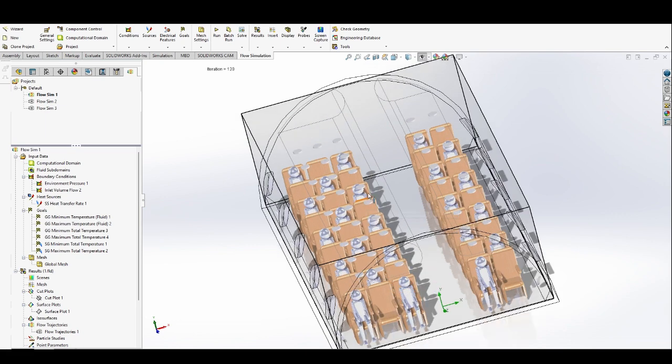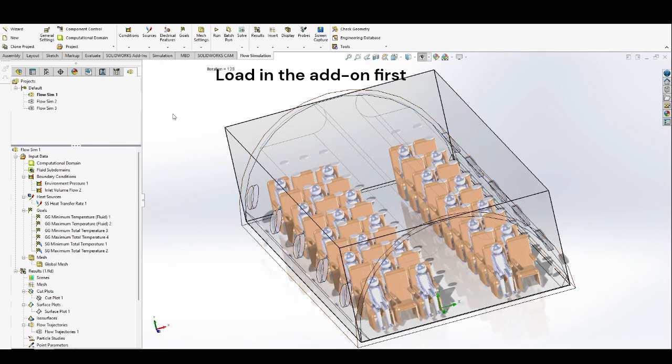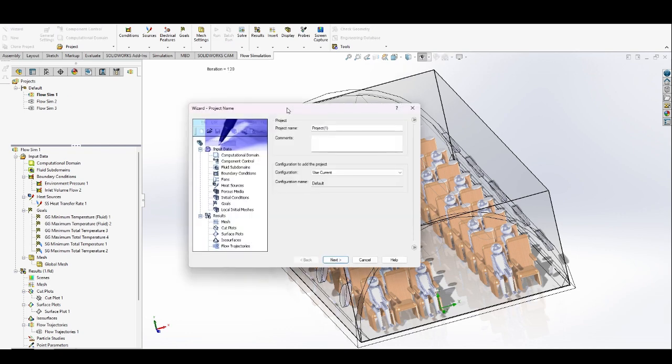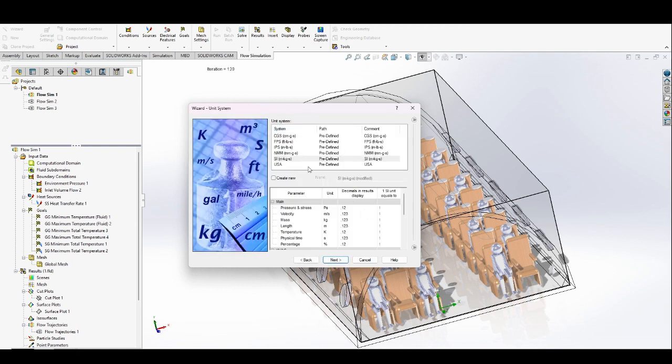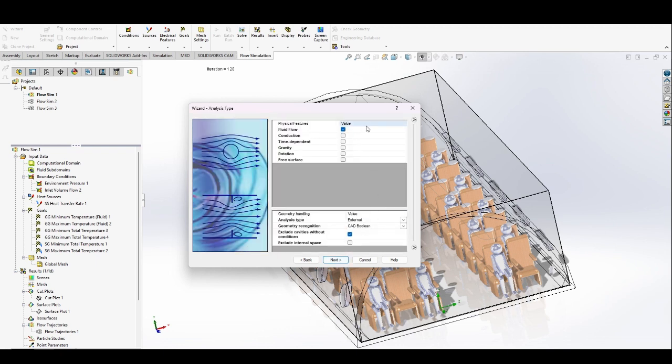So to start off with, we went to Wizard and we named our project and then kept the unit system in SI and our parameters the same. We didn't mess with those. Made sure it was fluid flow, and then we changed this to internal because usually they should be airtight. So it was an internal simulation.